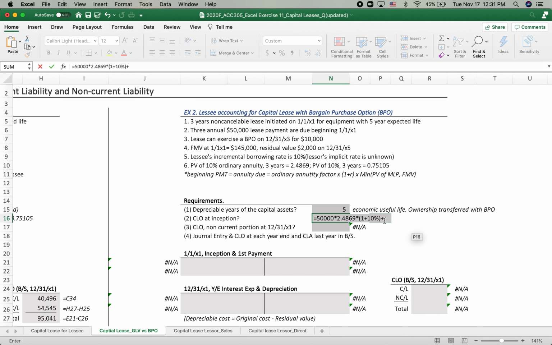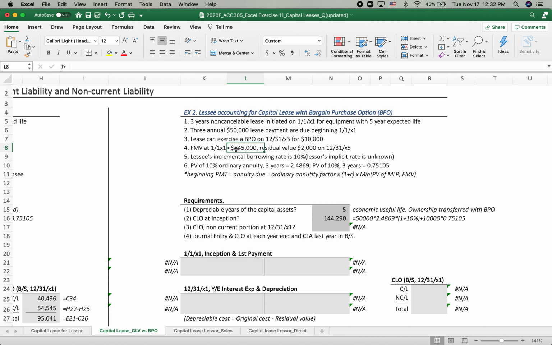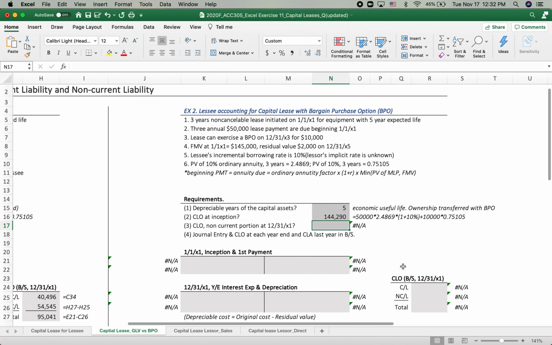Okay. Now we need the bargain purchase option, 10,000 times the given factor 0.7513. So we have 144,290, which is lower than the fair value. So we have to use this as the capital lease obligation. Now the current portion we'll calculate later.